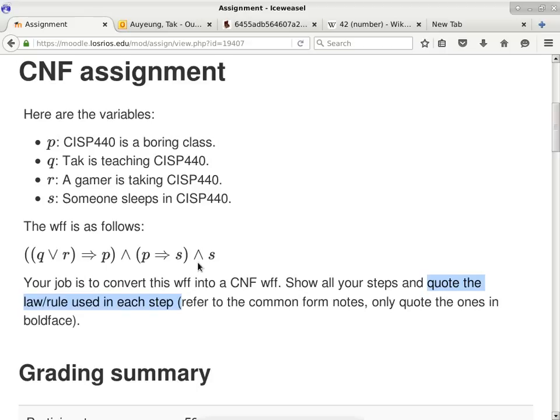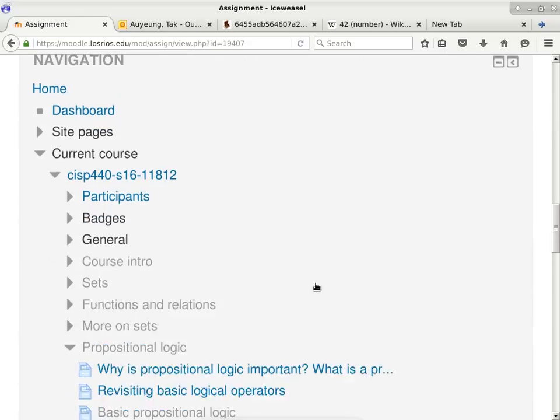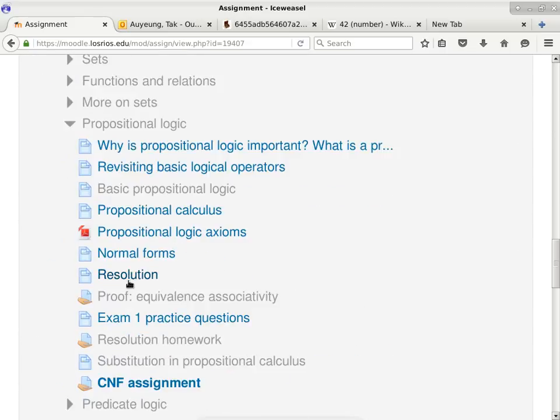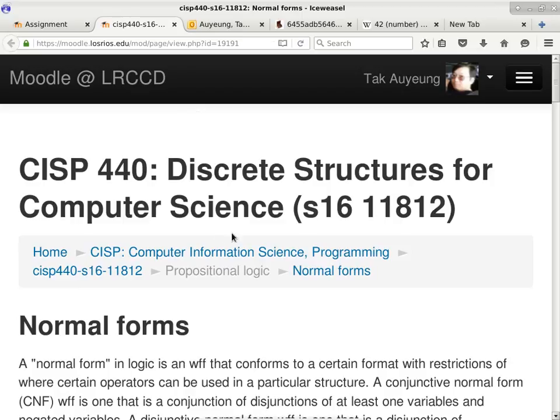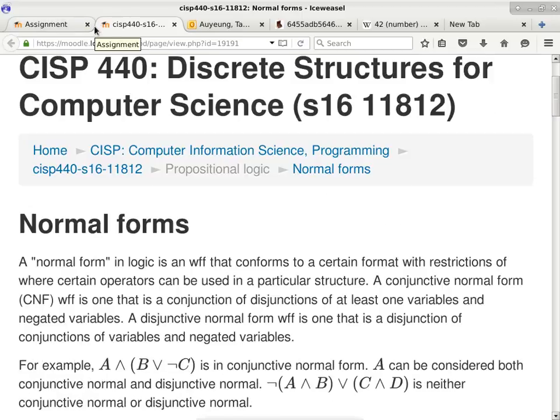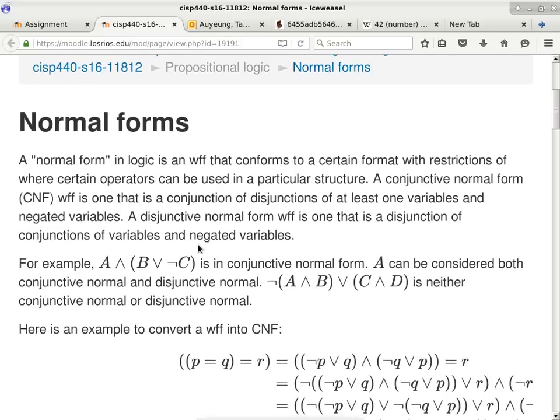Right? So I'm going to leave this one up. And the note that talks about what you need to know to get this homework done is in normal forms. Okay, so we'll go ahead and take a look at that one. So we might go back and forth between these two tabs, the first one being the homework assignment, and the second one being the discussion of what is a normal form.